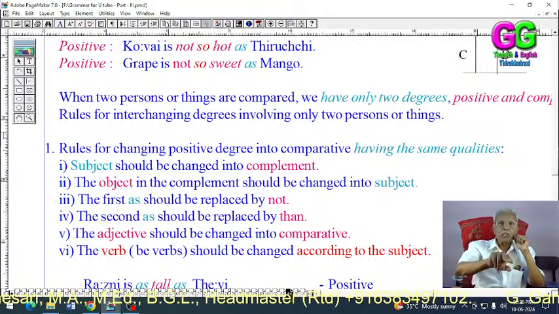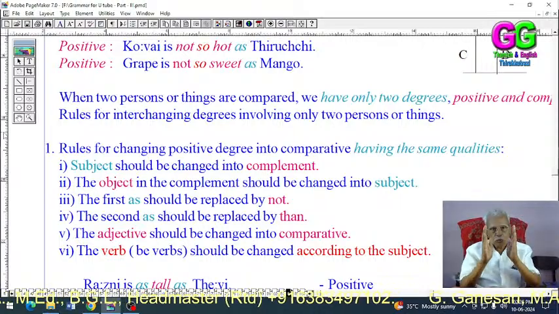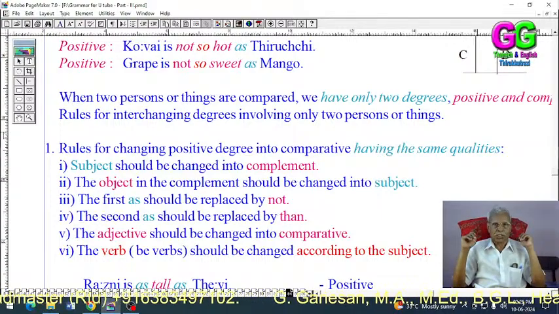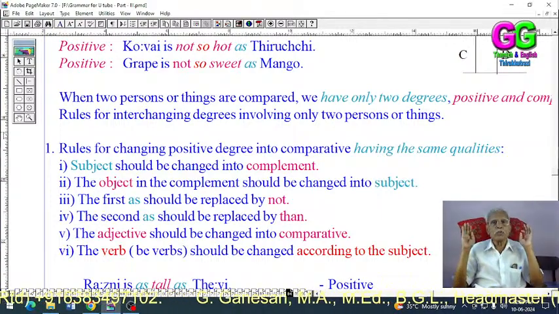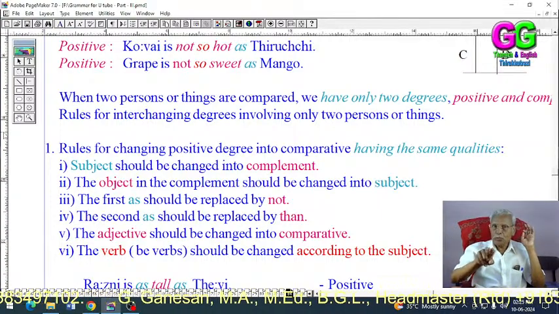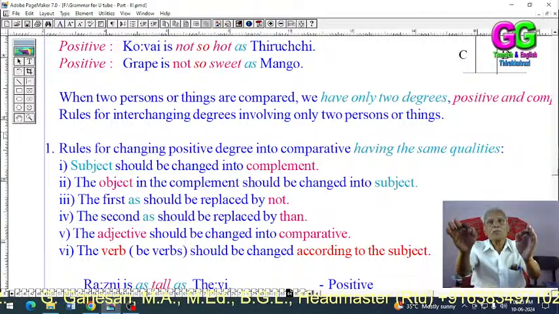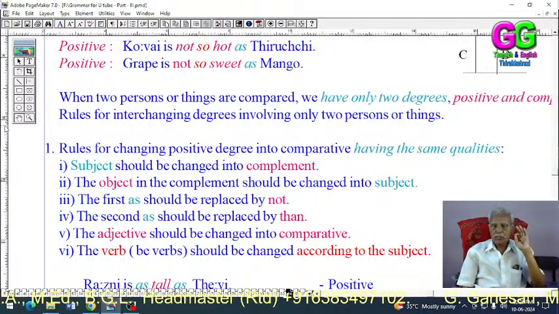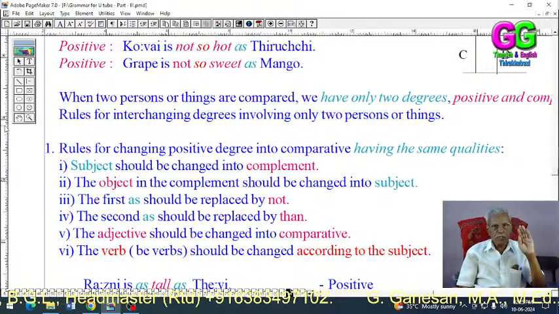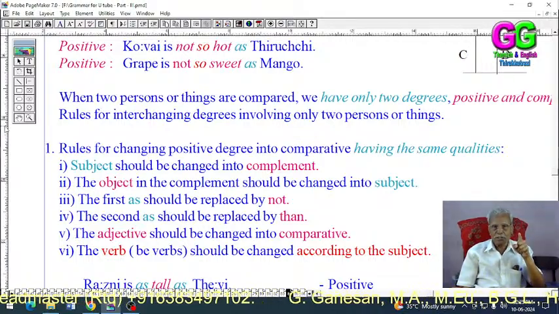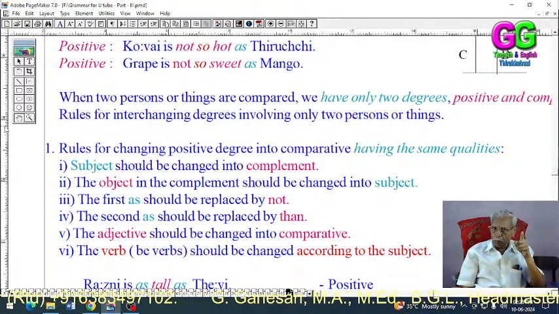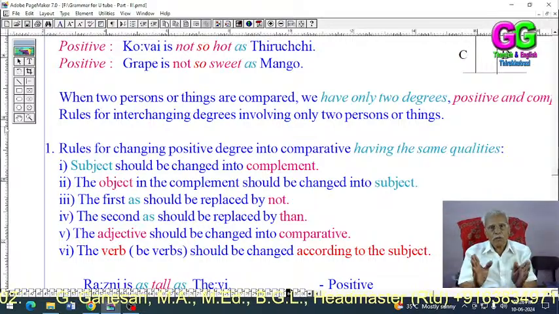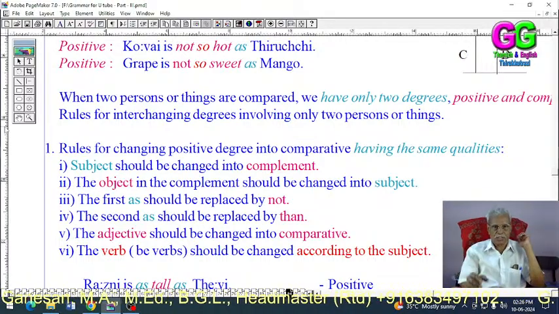To change from positive into comparative, two persons or things having the same qualities. What are the rules we have to follow when comparing two persons or things of the same qualities? English grammar proposes 6 rules in converting from positive into comparative degree of things having the same qualities.